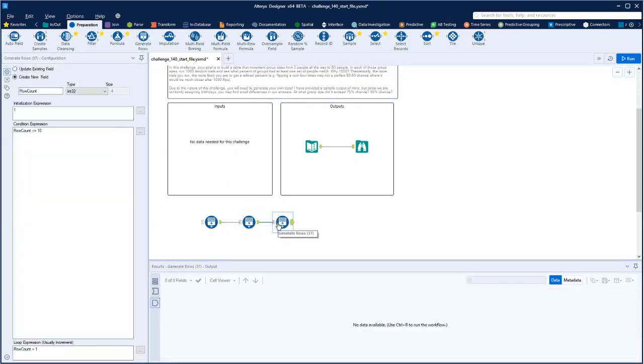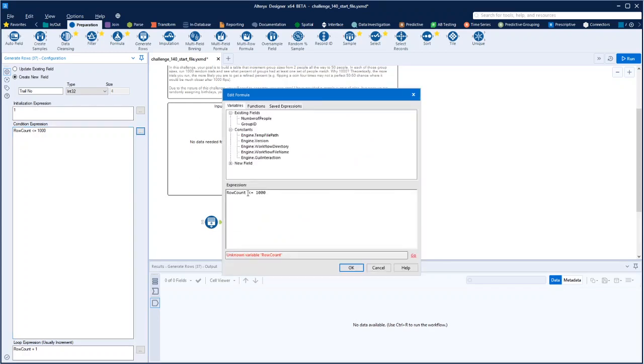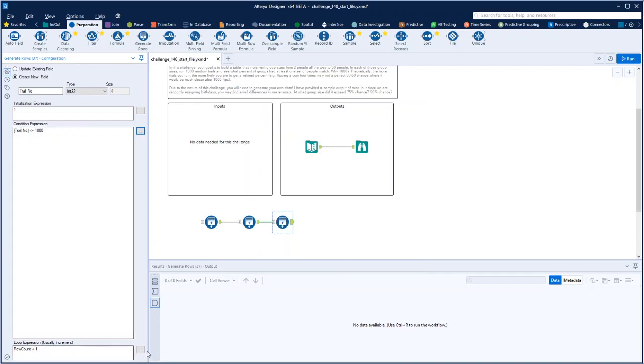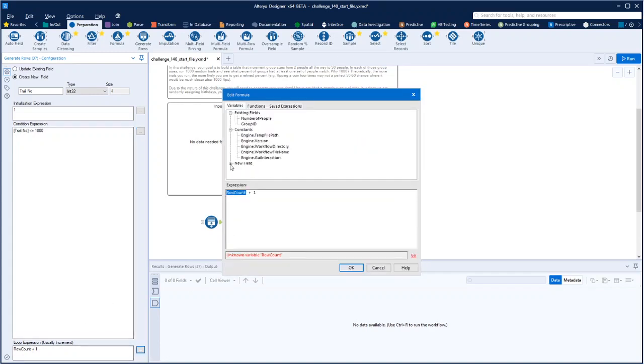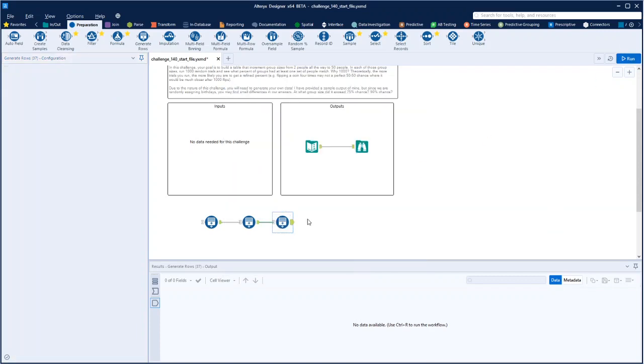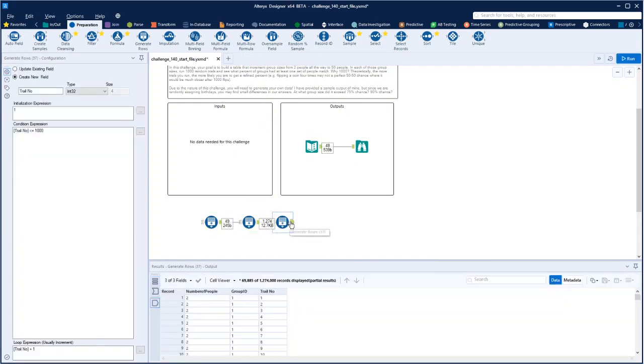So we'll call this one trial number. We start at 1, we go up to 1,000, and then let's just put in a trial number. So this will generate 1,000 for each one, which gives us quite a few rows. Yeah, 1.2 million, 1.3 million.